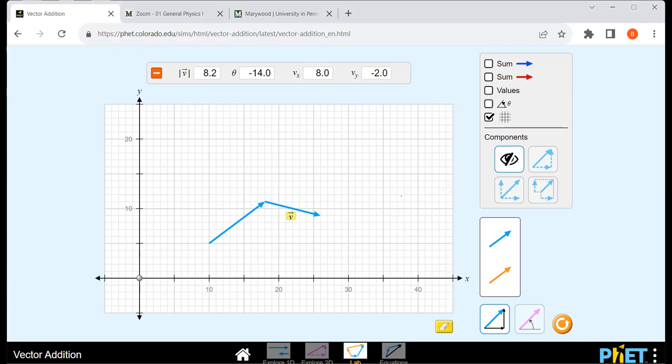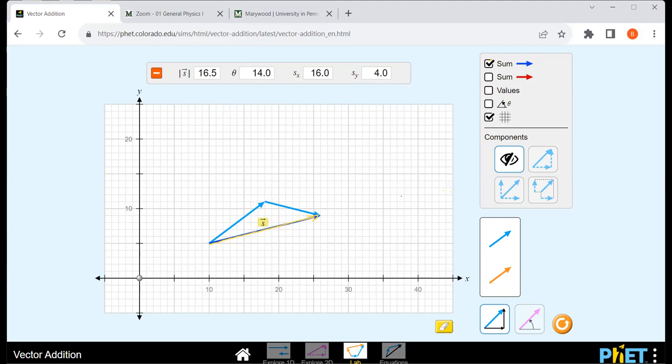Now what would be the sum of them? The sum will be from this to this. So this should be the sum, the yellow line. If I click here to sum, blue sum, you will see that it is exactly the same thing. You see that the yellow line and the blue line match each other, I mean the dark blue line. So that's how the tail to tip method basically works.